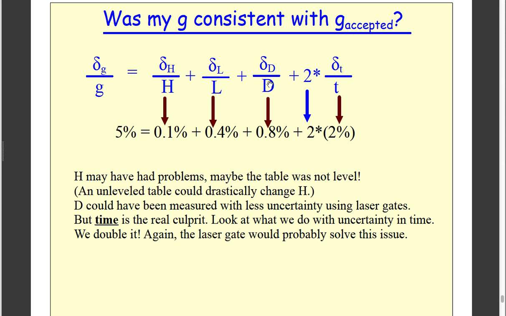D, the displacement, could have been measured with less uncertainty if I had, say, laser gates. So as soon as I released the glider, there'd be a laser gate tripped and a timer would start. And then as soon as the glider got to the final position at the bottom, there'd be another laser gate. There seems to be a real problem here with the time. We're doubling time, and then time is large to begin with. By time, I mean the uncertainty in time. So we have 4% here. That would probably be reduced drastically with, again, laser gates.